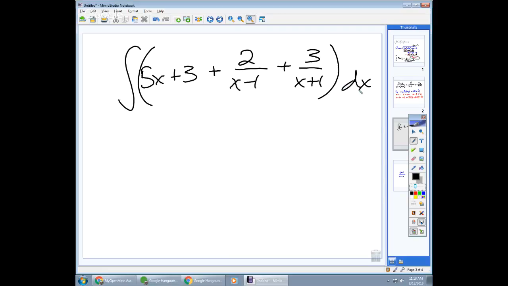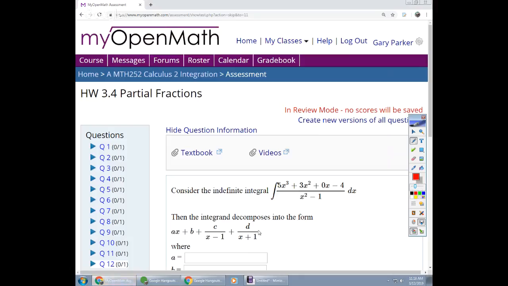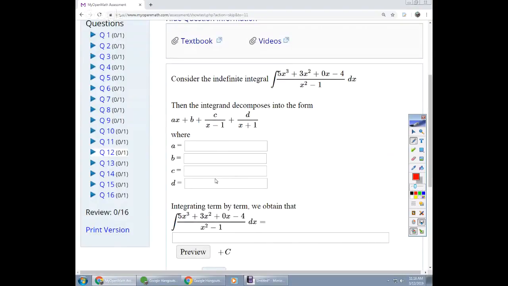So the 3 would be your D, right? The 3 is what I have for D, according to the way the homework problem listed it. I believe that's A, that's B, that's C, and that's D, but I gotta go double check, because they might have C and D backwards, depending on how they wrote those two factors. So let's see, what did I say? A was 5 and B was 3, C was the 2 that went over the x minus 1, and D, I believe, was 3.